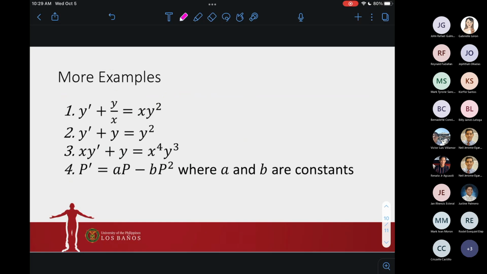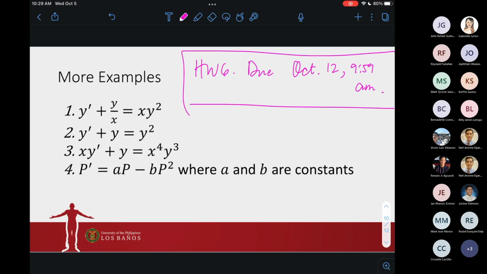But I think Bernoulli is easier. So for Bernoulli, try to do one of these. This could be our homework 6, right? Homework 6. We have so many homeworks, but that's okay so that it doesn't pile up at the end. So let's set homework number 6. When do we make it due? Today is the 5th. So due October 12, 9:59 a.m. Okay? So this will be our due date.